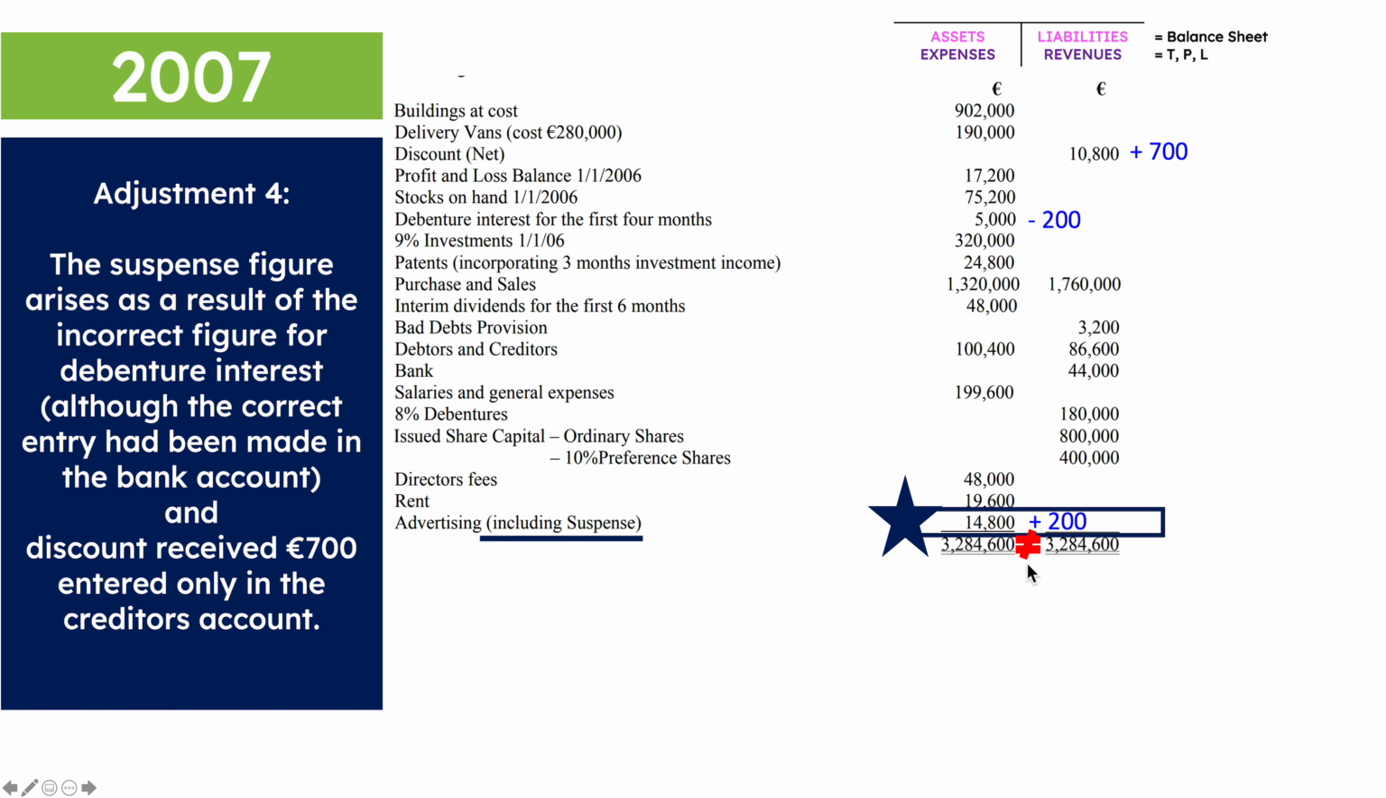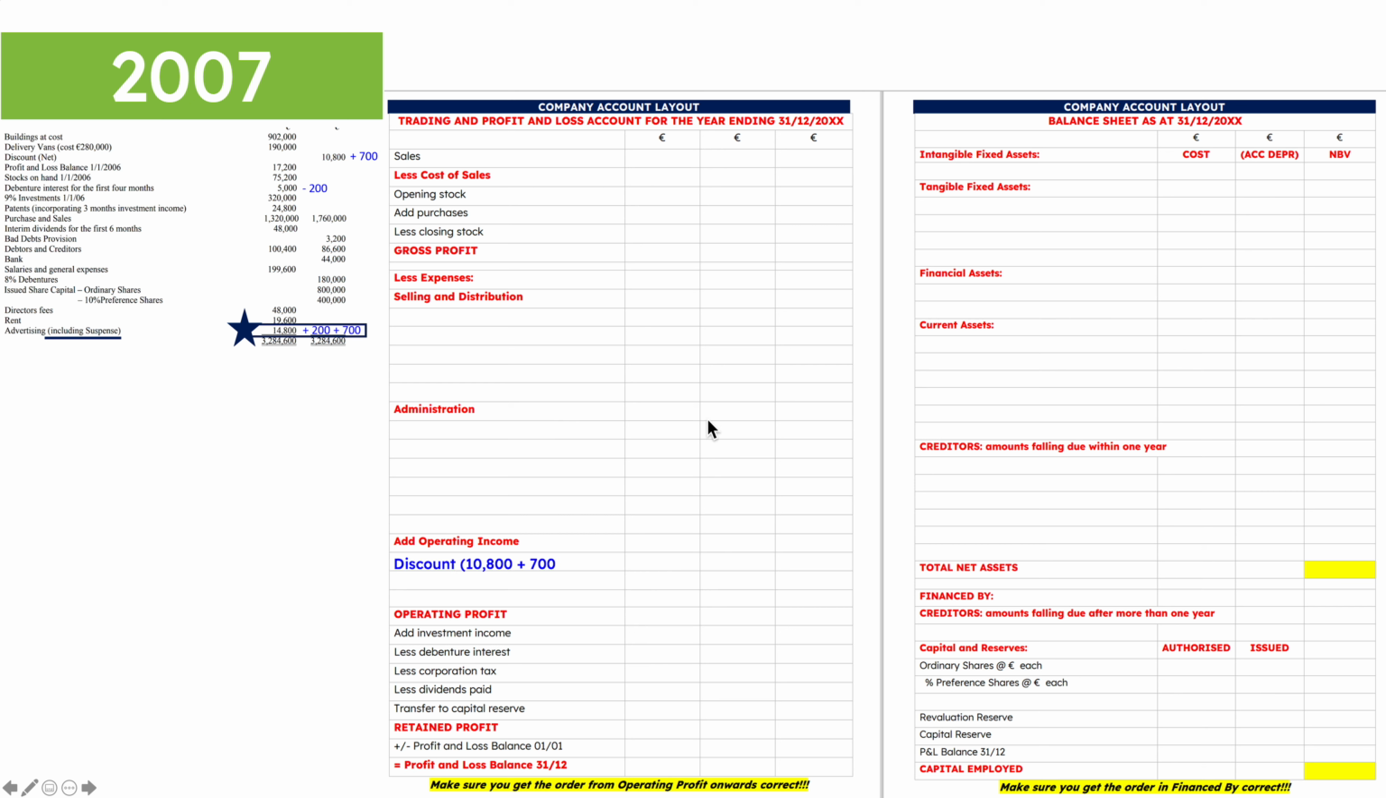Now my two sides do not equal. I need to get them to equal again. So if I add something to the credit side, I'll also have to add it to the figure that's on the debit side. How is this going to look in my accounts then? So I have my discount received, 10,800 plus 700. My debenture interest paid is going to be 4,800 instead of 5,000. So I'll have my debenture interest due will be the amount for the year minus 4,800. And then my advertising in my selling and distribution expenses will be 14,800 plus 200 plus 700.